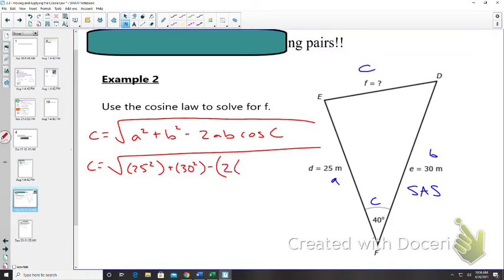Okay, so minus 2 times a, multiplied by cosine of 40. Close that bracket. Yeah, I missed the bracket. So C is equal to 19.4 meters.